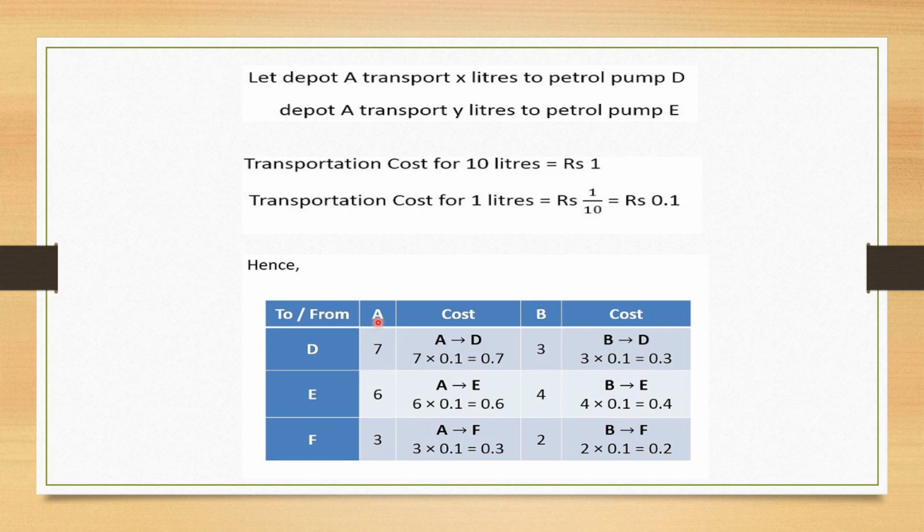From D to A it was 7, so what will be the cost? It will be rupees 7 into 0.1, that is 0.7. Similarly, from E to A, 6 into 0.1, 0.6. From F to A, 3 into 0.1 it is 0.3. And this is for B. From D to B it is 3 into 0.1, 0.3. From E to B it is 4 into 0.1, 0.4. And F to B, 2 into 0.1 is 0.2.